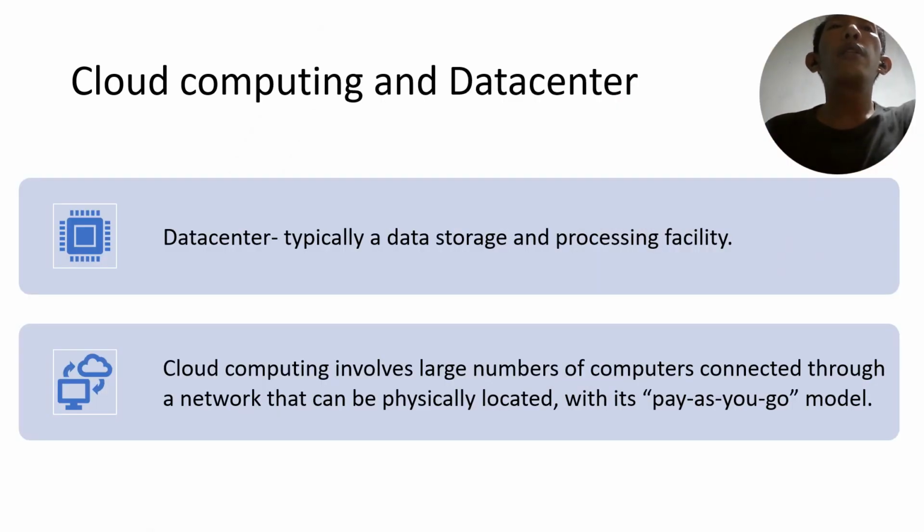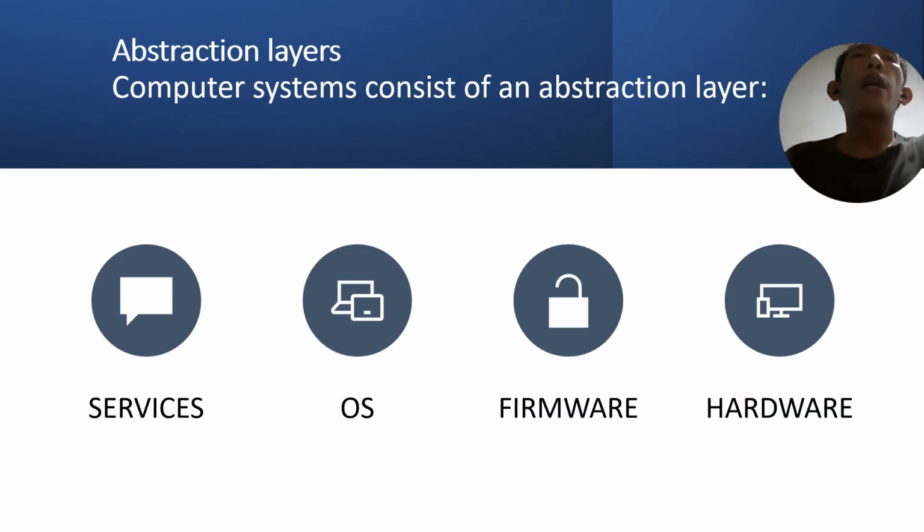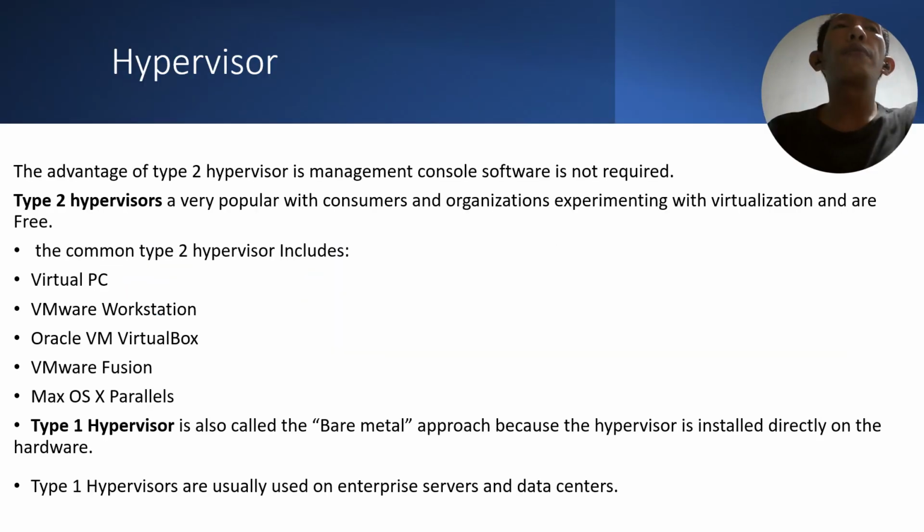Cloud computing and data center. Data centers are typically a data storage and processing facility. And cloud computing involves a large number of computers connected through a network that can be physically located anywhere, with its pay-as-you-go model. Abstraction layers. A computer system consists of abstraction layers. These are services, OS, firmware, and hardware.